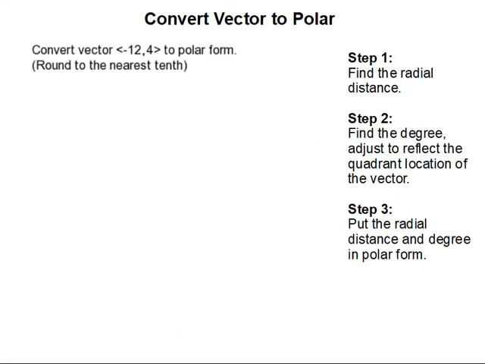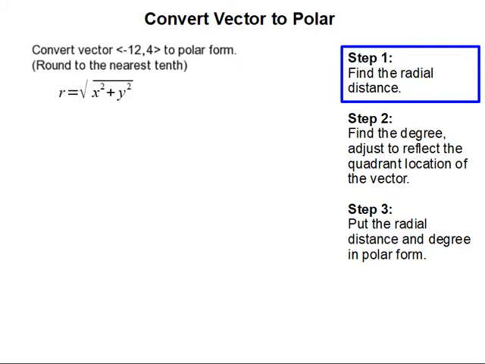In this problem, we are going to convert negative 12 comma 4, which is a vector, into polar form. Step 1. Find the radial distance of the vector, and that is this point to the origin. And to do that, we simply use the Pythagorean theorem.